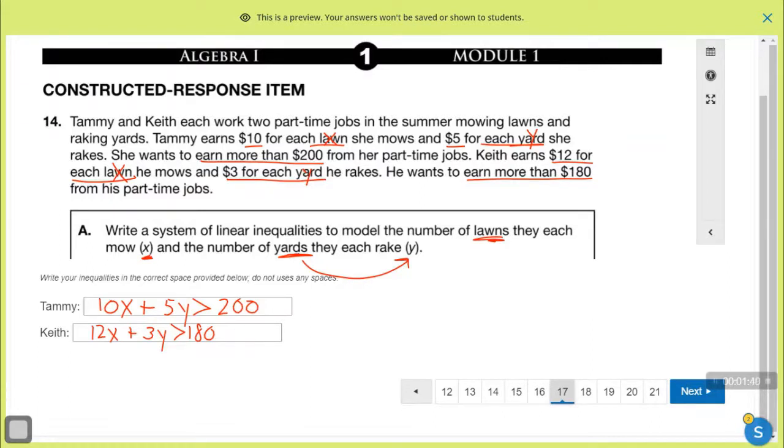Now, they are asking you to write it without using any spaces, so please don't use any spaces. And they're not equal-to symbols. It's not greater than or equal to, because they just want to get more than those amounts. Let's take a look at the next part.